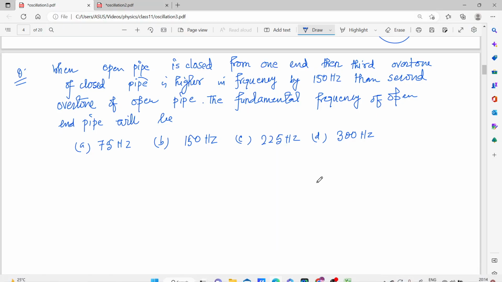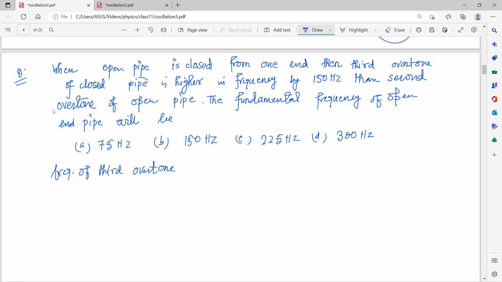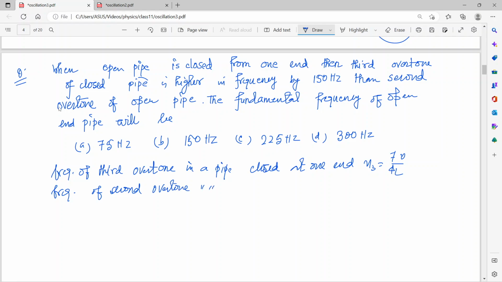The second overtone of the open pipe is 3V/2L, so the difference which is 150, that means V/2L. Very good. That means the frequency of the third overtone in a pipe closed at one end is 7V/4L, whereas the frequency of the second overtone in the open pipe is 3V/2L. The difference is given as 150.